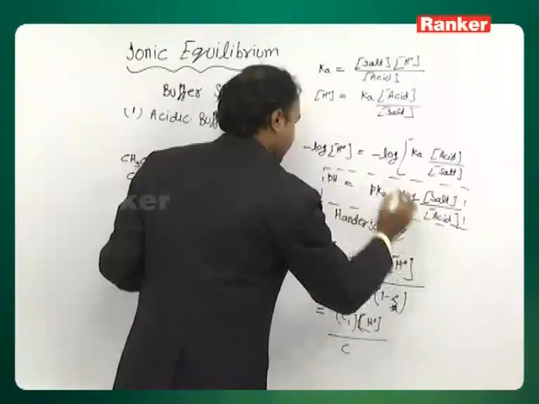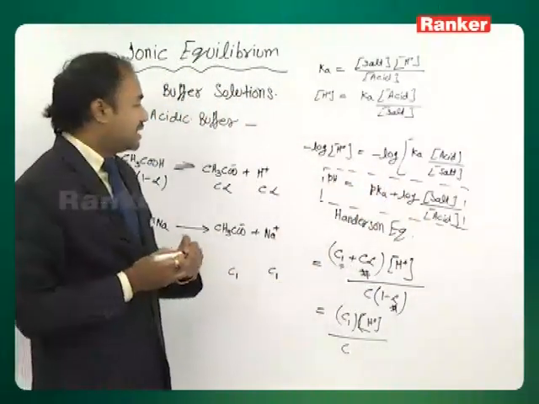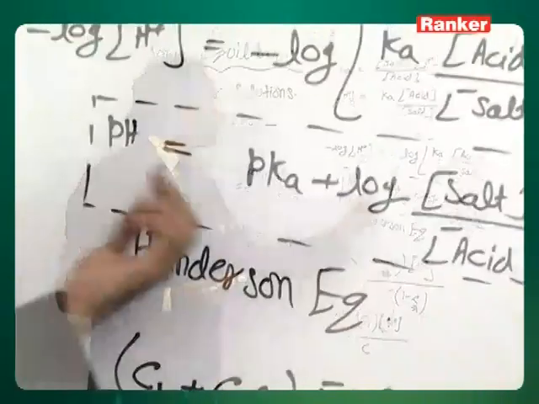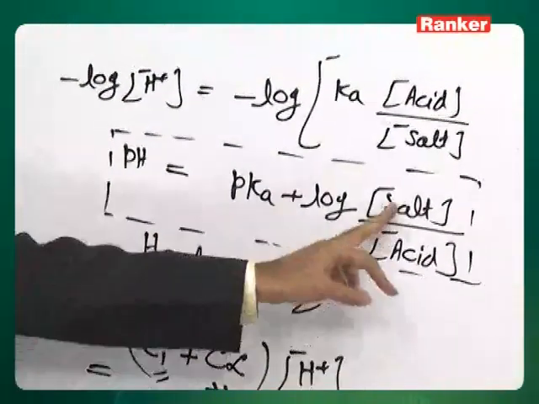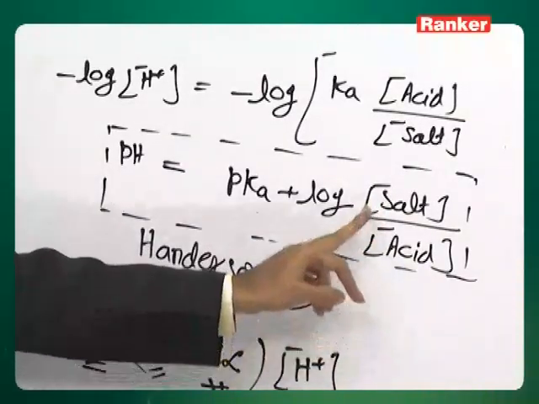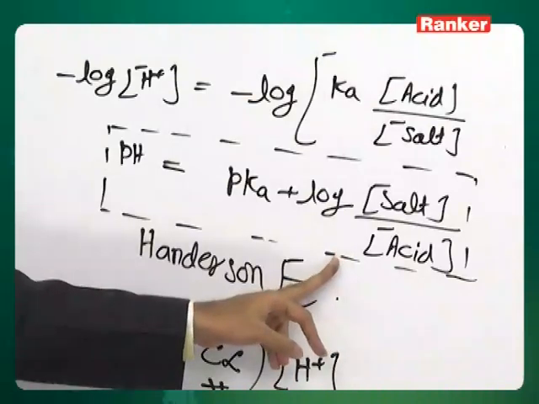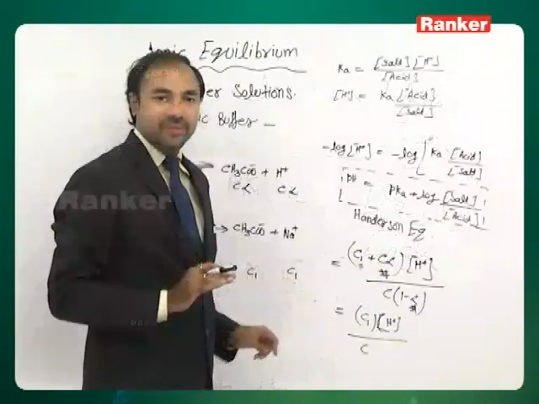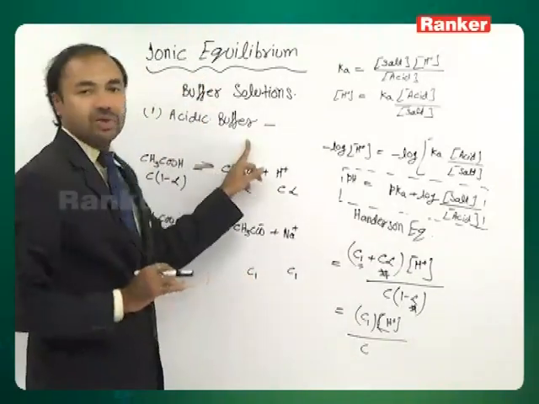This is known as the Henderson equation, which tells us how we can find the pH of a buffer solution if the concentrations of salt and acid are given to you. Remember, the concentrations of salt and acid to be taken here are the initial ones which we have added here, not the final ones after dissociation. This is how we get the pH of an acidic buffer solution.